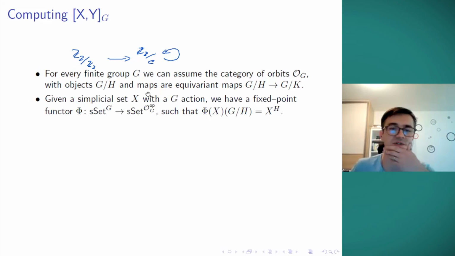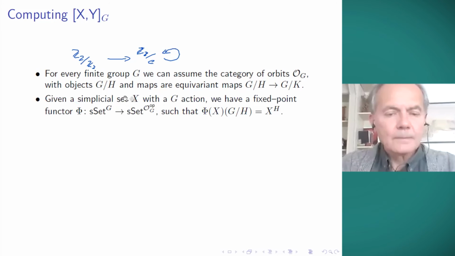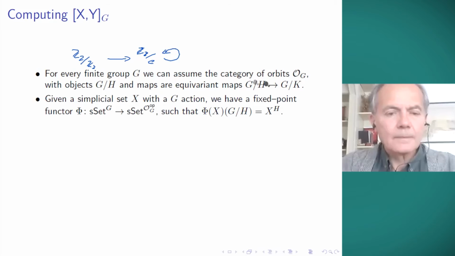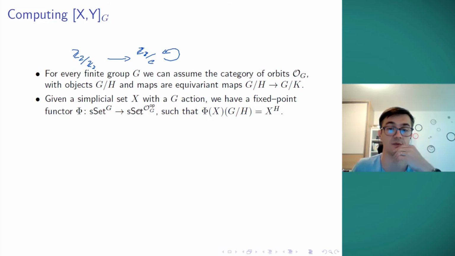And what is interesting is that whenever I have a space, it doesn't have to be a simplicial set, but a space with G action, I can map it into this category of orbits. The category of orbits has a lot of elements, and for each subgroup H, or for each orbit, the element is the fixed points.